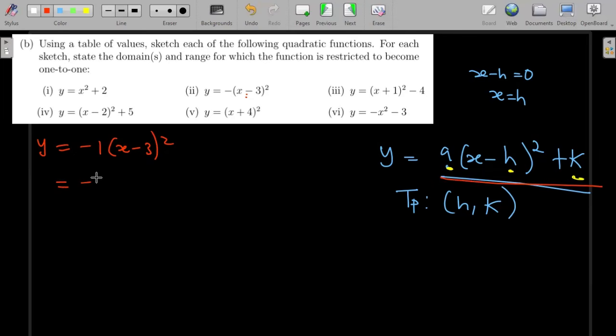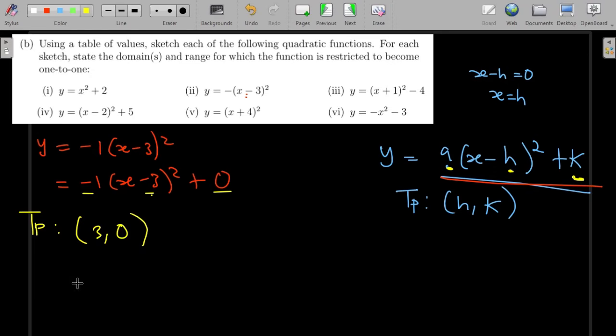So it will be minus 1 the way it is, (x minus 3) squared, and then plus 0. So this 0 here is the k. The h is the 3, okay? And then this a is this minus 1. So it means our turning point is what? Our turning point is just the h, which is 3, comma, the k, which is 0. I'm sure we're together there.